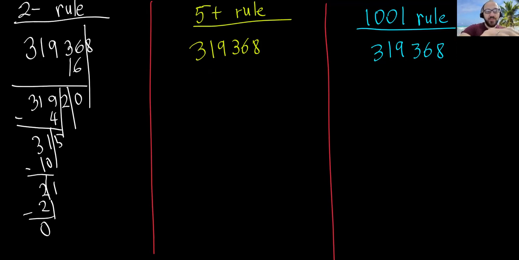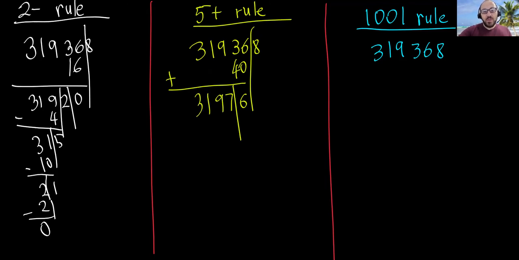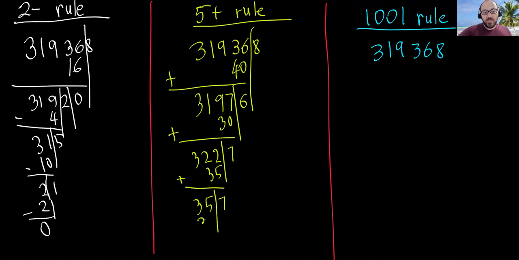For the next one, we multiply the last digit by 5. So 8 times 5 is 40. And this time we add. Times 5, add, times 5, keep adding, times 5, add, you get 70 at the end, which is clearly a multiple of 7, so we can stop.